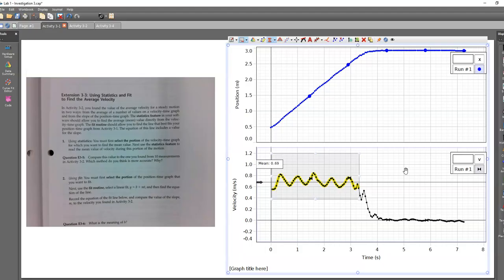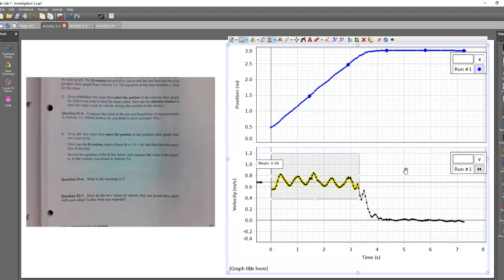What about for the position graph? Well, for the position graph, we want to use a fit. So what we need to do is select the data where I was moving. So let's use the exact same time interval. I'll click on the position graph. I'll click on the highlighter. And now I will highlight the data for the same time interval, 3.4, 3.3 seconds. Okay?